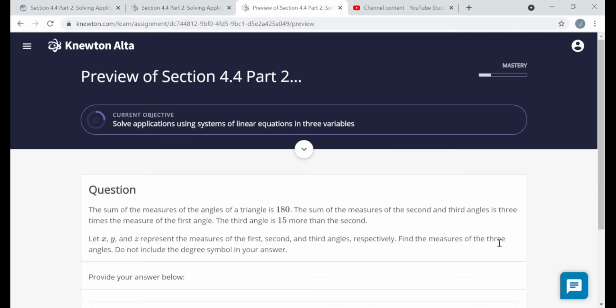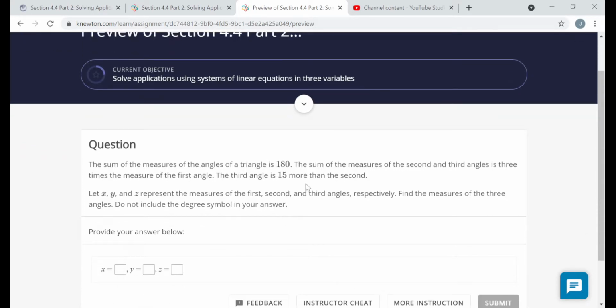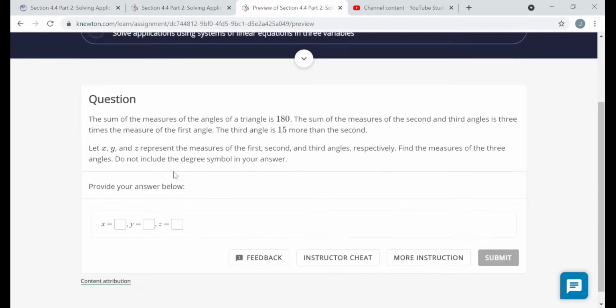See the same type of thing about measures of angles in a triangle. So the sum of the measures of the angles of a triangle is 180, right? The sum of the measures of the second and third angles is 3 times the measure of the first. And the third angle is 15 more than the second. So this is very, very similar to the last one. All right, and they're telling you to let x, y, and z represent the 3 angle measures, and then find x, y, and z. And don't put degree symbols, right?